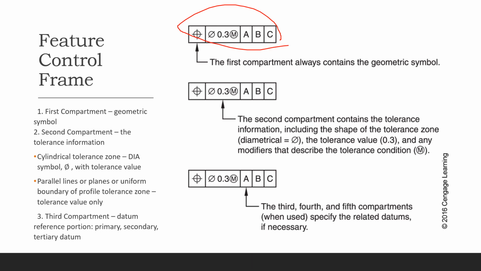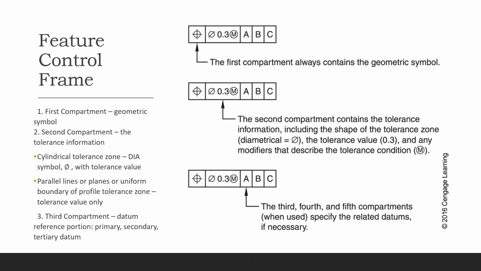So the very first compartment, let me erase this for you, always contains the geometric symbol. Geometry, so it is telling me something right there. If you don't understand what this is, go back to your table, take a look at your symbol, and then you will know your control type.